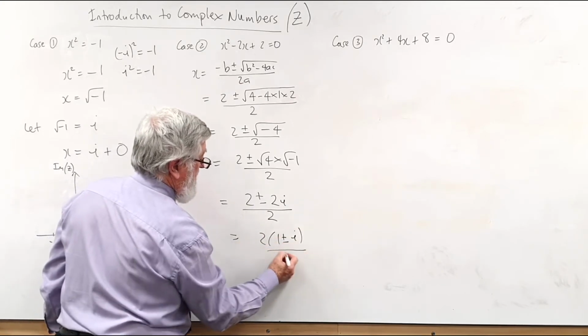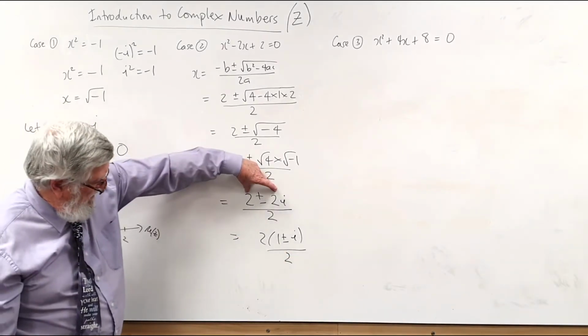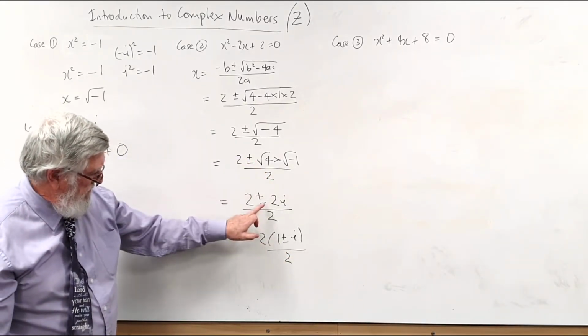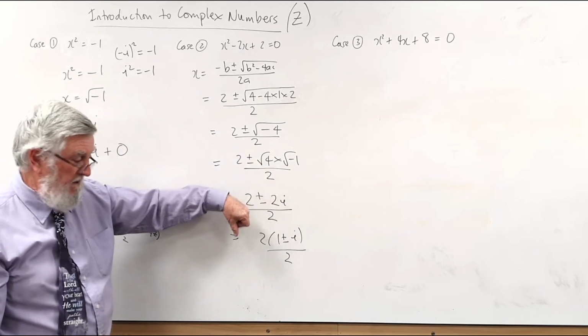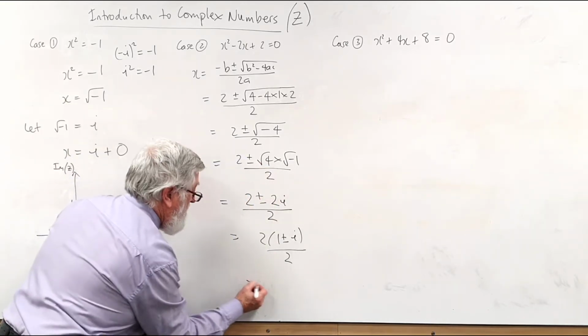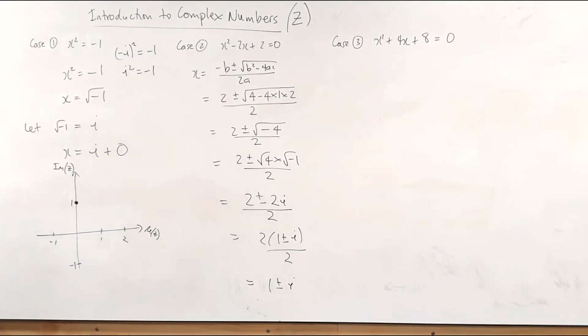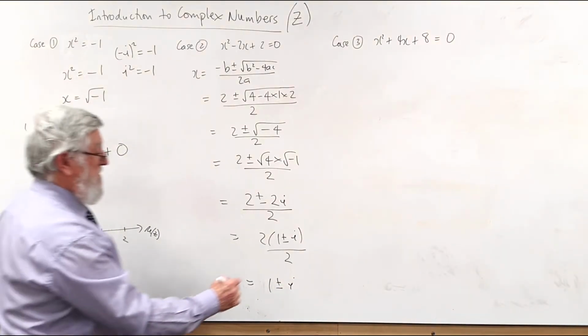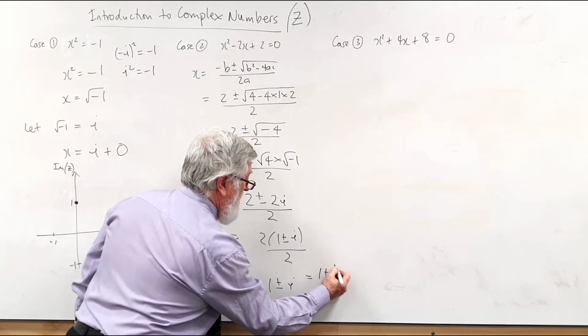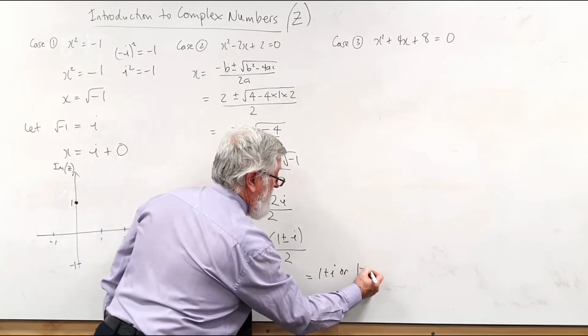Are you okay with what I just did? Take out both the 2's, and you're left with a 1 plus or minus i. The 2's are going out the front. 2's cancel, and you're left with 1 plus or minus i. So on this one we've got 2 answers, and I'm going to write them separate. 1 plus i, or the other one is 1 minus i.